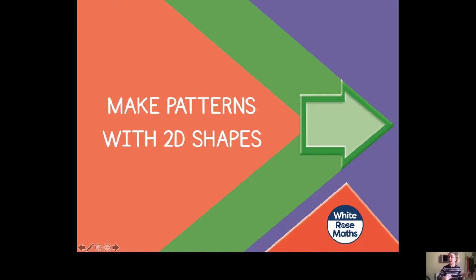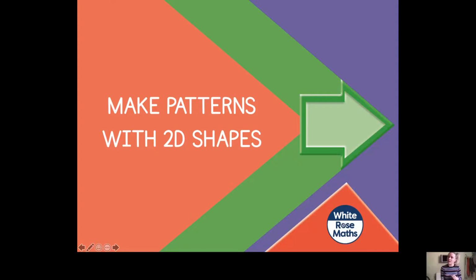Now, in our maths lessons last week, we were looking at different 2D shapes, weren't we? We looked at the names of the shapes, and we also looked at how many sides and how many vertices each of the 2D shapes have. Now, today we are going to be using those 2D shapes to make patterns.